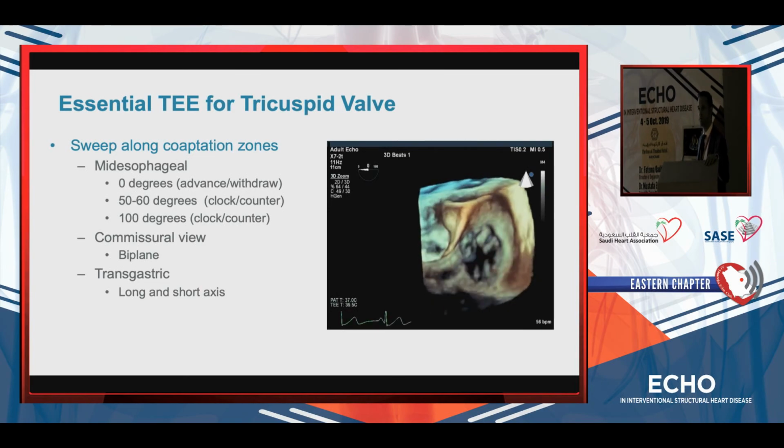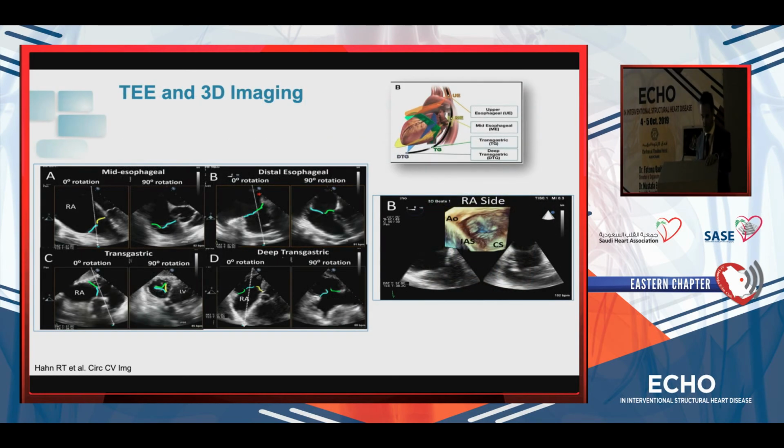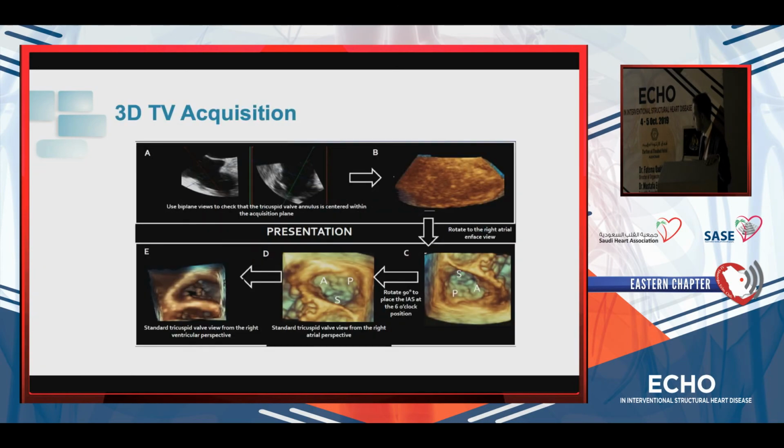And what is also really important in visualization is that we use our biplane. Transgastric views are important as well, and we'll go over them shortly after this. So again, different views showing the different leaflets. And of course, this is much more difficult compared to the mitral valve, because now we have 3 or even 4 or 5 leaflets. So I will go around.